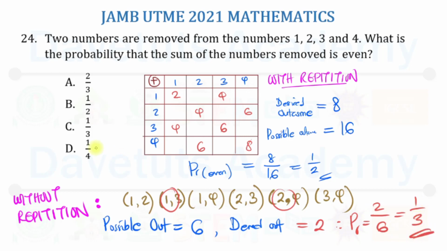I will stick with 1 over 3, okay, because repetition is not mentioned. So don't let me introduce what was not mentioned originally in the question. So I'll pick option 3, option C. Well, that's my personal preference here.